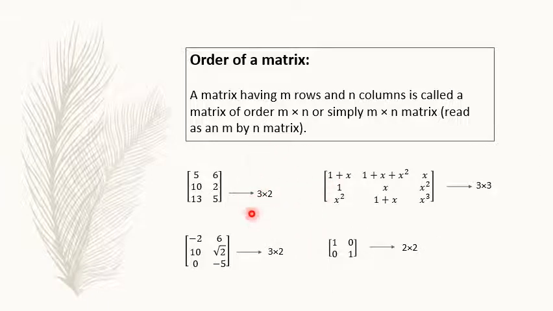The order of any matrix is m by n. M, the first entry, indicates the number of rows and the second entry n indicates the number of columns. The total number of elements in that matrix is mn, or m into n, or the product of m and n.